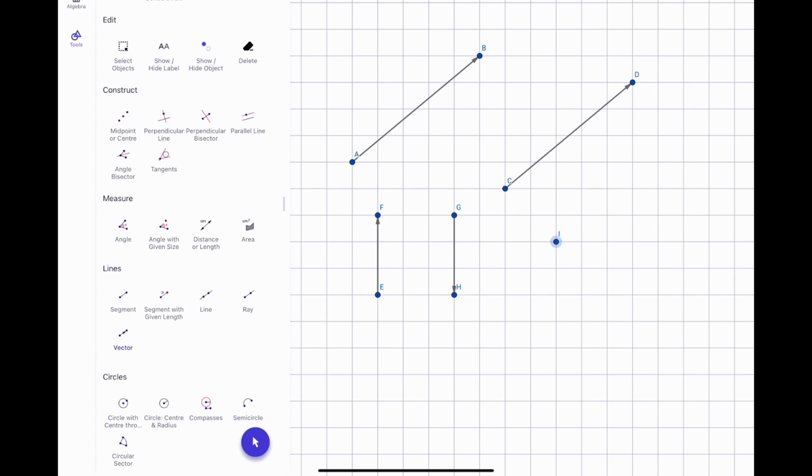This vector from here to here and this vector from here to here have only length in common, but they are not parallel. So these two vectors are not equal. Is that clear? Yes or no?